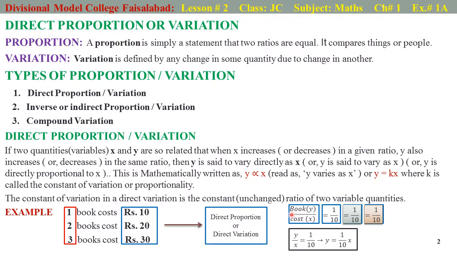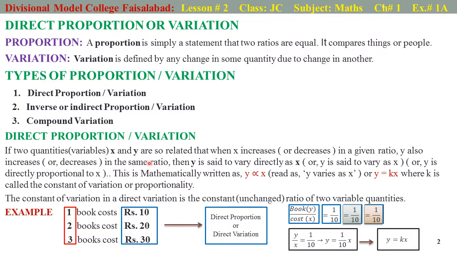So if you remove these words and simply write y over x, that is the ratio between two quantities in the given problem, which is equal to 1 by 10. From here we can write y is equal to 1 over 10 x. Now this 1 over 10 is the constant of proportionality. So this statement can be written in general form as y is equal to kx.